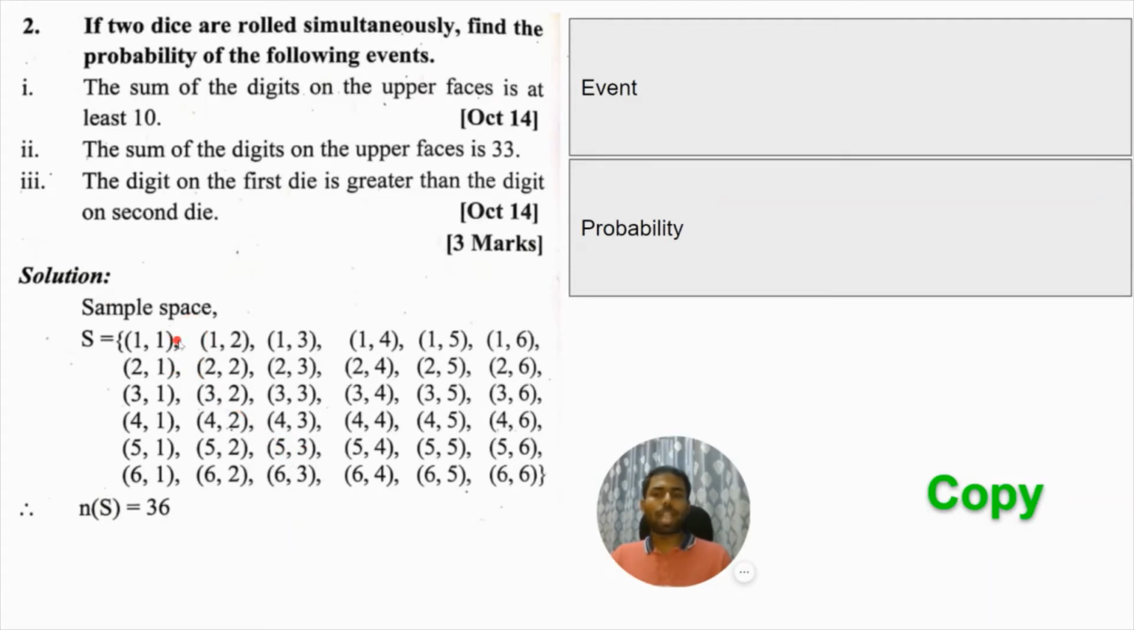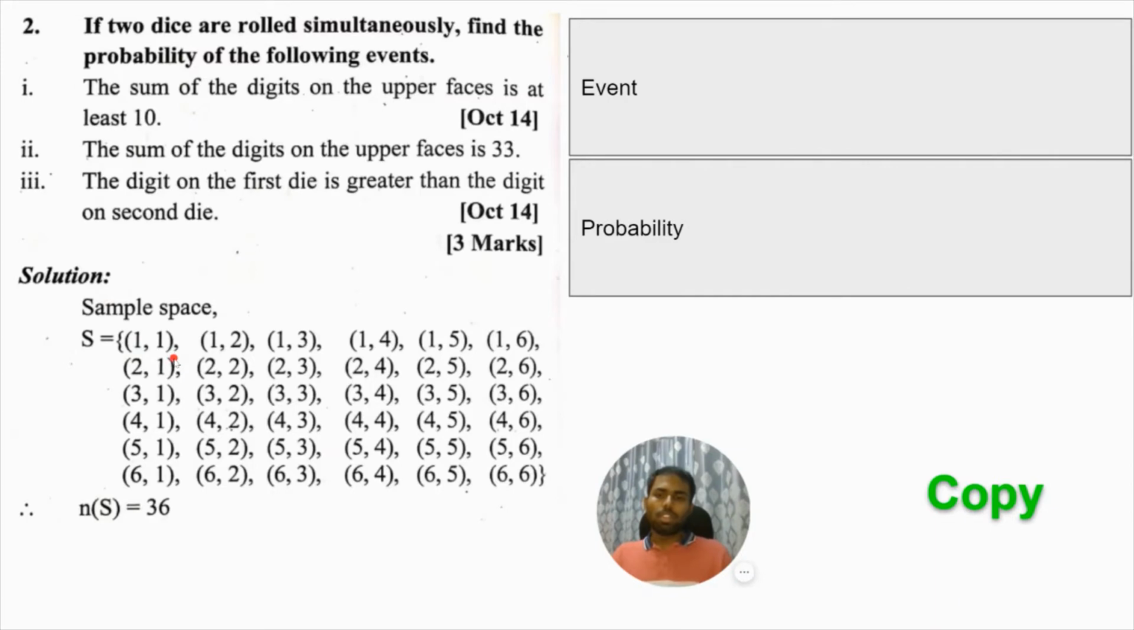Okay, and why are we putting brackets? If I write 1, 1, 1, 2, 1, 3, 1, 4, तो 1 1 और 1 2 के बीच में कोई डिफरेंस ही नहीं रहेगा, राइट? क्योंकि 1 1 क्या है, जब पहली बार दोनों साथ में डाइस को रोल किया तब दोनों में 1 आ गया. फिर 1 2 क्या है, फिर दूसरी बार जब डाइस को रोल किया तब 1 2 आया. That's what I'm trying to say, right? सो या तो 1 1 आ सकता है, या तो 1 2 आ सकता है, या तो 1 3 आ सकता है, so on and so forth. That's why I'm putting a bracket and then I'm putting a comma.